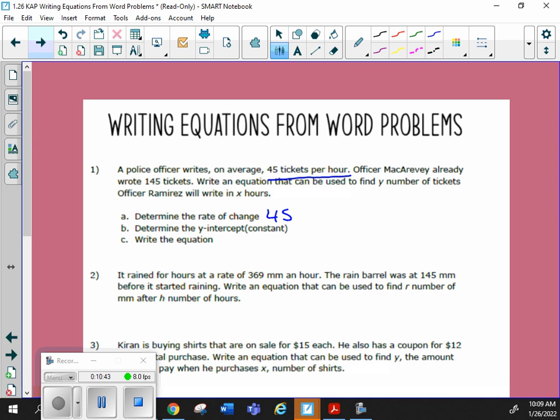Okay, that y-intercept is like our constant. It's always going to be there. It's our starting point in this case. Yes, 145, because that's our starting point. Even if he had no tickets, like it had been 0 hours, he's already written 145.